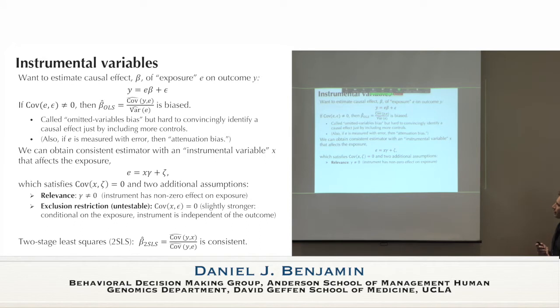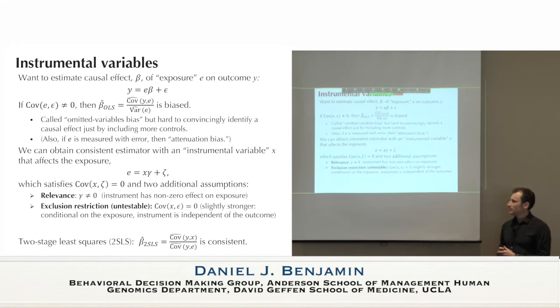The first is the relevance assumption, which is that this coefficient has to be non-zero. The instrument has to actually matter for the exposure. And in fact, saying it this way is a little bit incomplete: it's not just that it has to be non-zero, as we'll see. It actually has to be strong enough. So we'll come back to that point.